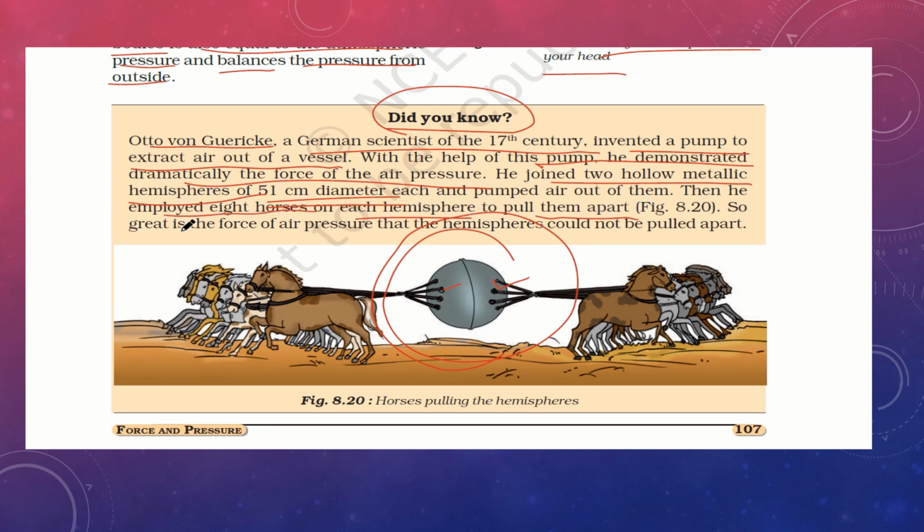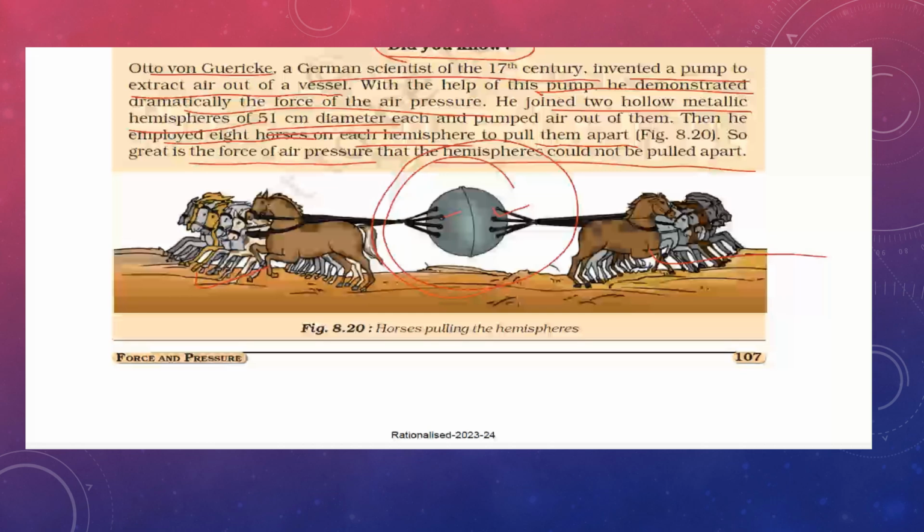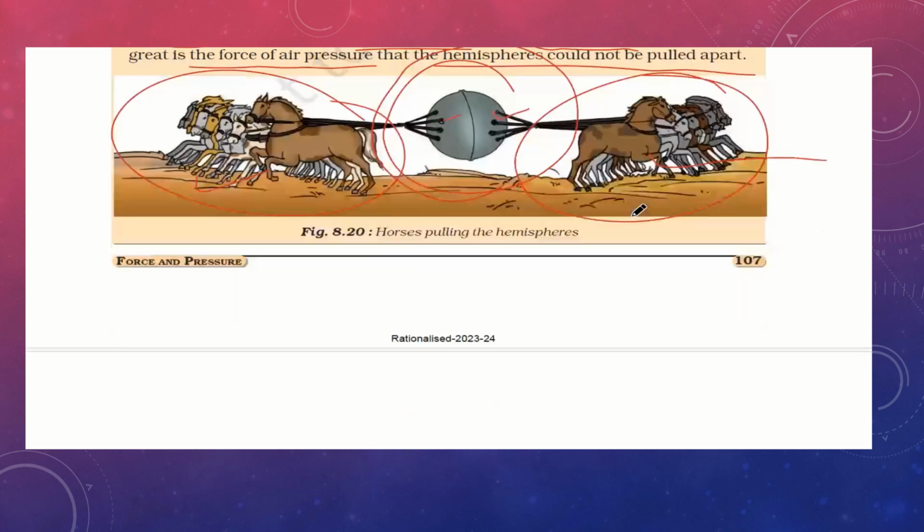Okay, so a great force of air pressure held the hemispheres together, and they could not be pulled apart. In each sphere you can see horses pulling, but they are unable to pull it apart. 8 horses on each side have been used, yet they are unable to pull it apart. So the great force of air pressure kept the hemispheres from being pulled apart.